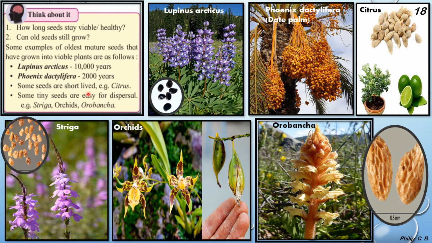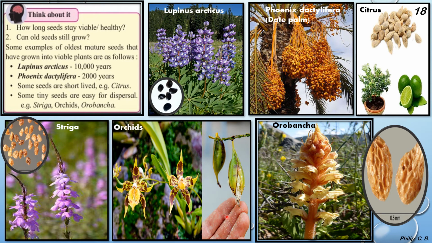Some seeds are short-lived. Example, citrus. Now citrus, the lemon or any citrus fruits, if you take, the seeds are short-lived in case of citrus. Some tiny seeds are easy for dispersal. Which one? Striga, orchids and Orobanche. So Striga, you can see again I put the flower, again very beautiful flowers, and the seeds are very minute. That's why the dispersal is very easy. Orchids, again there are very beautiful flowers of orchids, right, where the seeds are again very light.